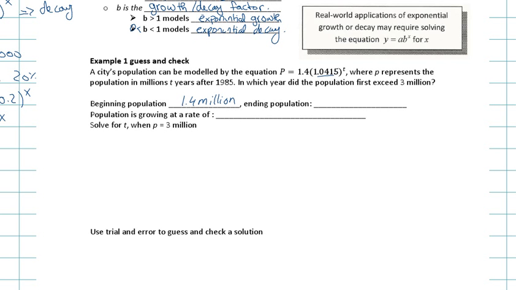What's your ending population? What is the question asking you for? 3 million. When it gets to 3 million. So the time when it gets to 3 million. So your end population that you're looking for is 3 million.